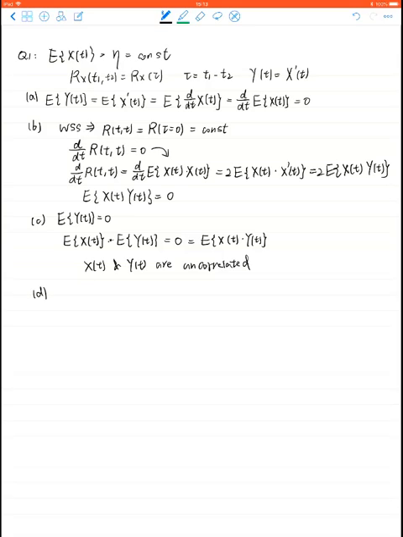The last question, question D, we have to prove whether X(t) and Y(t) are orthogonal. In this case, we know that simply the expectation of X(t) times Y(t) equals 0. So they are orthogonal. X(t) is orthogonal to Y(t). And that's the answer of the question.